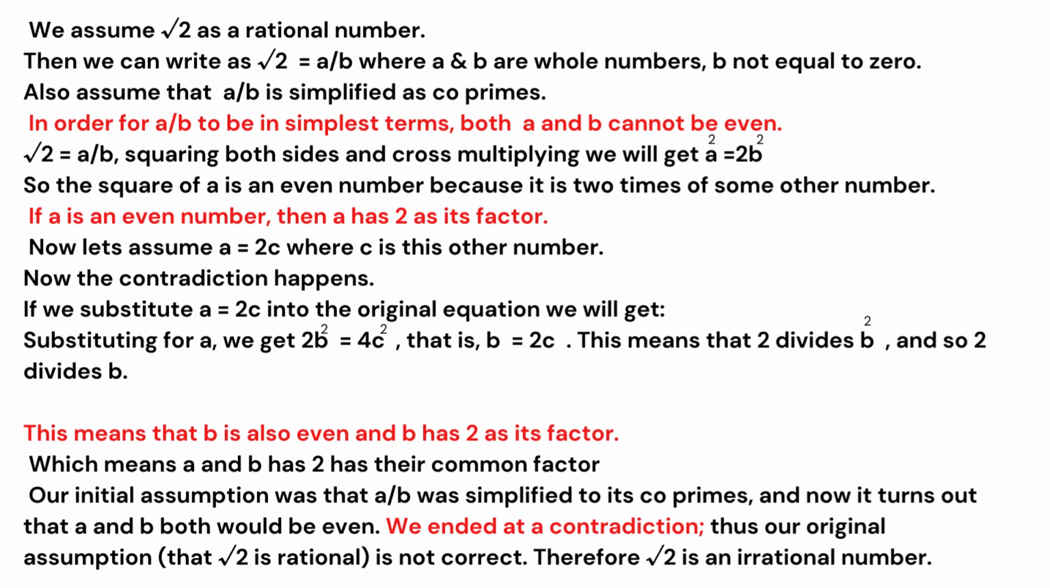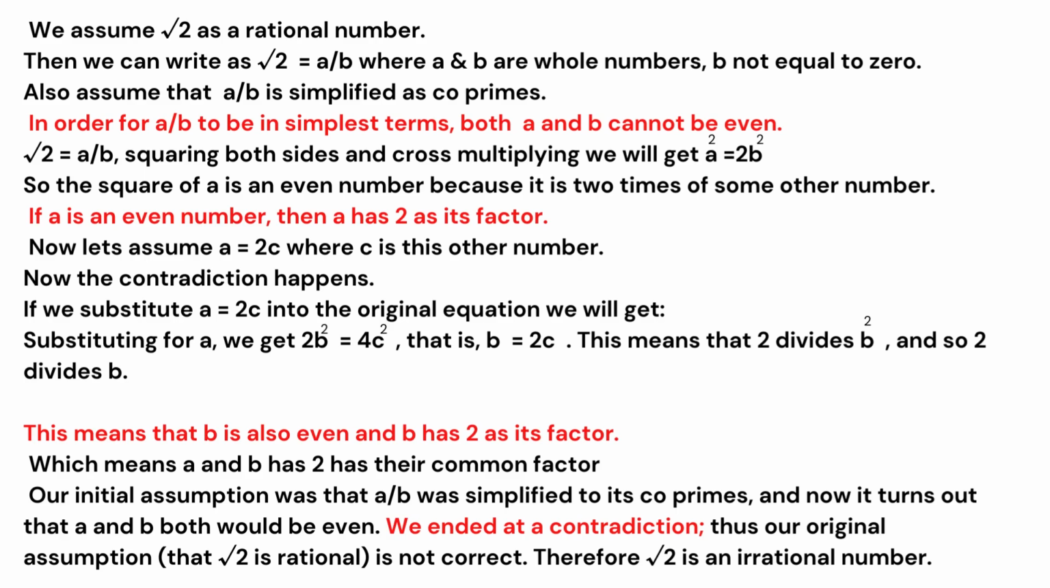Now, let me explain this again a little more detailed and also in a simplified way. As I said, to prove square root of 2 as an irrational number, we use a technique called method of contradiction. The first step is to assume square root of 2 as a rational number. Then we can write square root of 2 is equal to a by b, where a and b are whole numbers and b not equal to 0. Also, we need to assume that a by b is simplified as co-primes. Co-primes are numbers which have only 1 as their common factor.